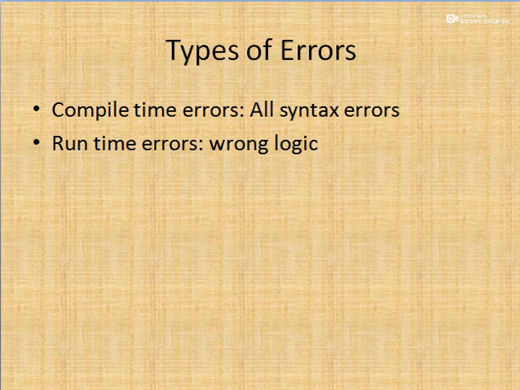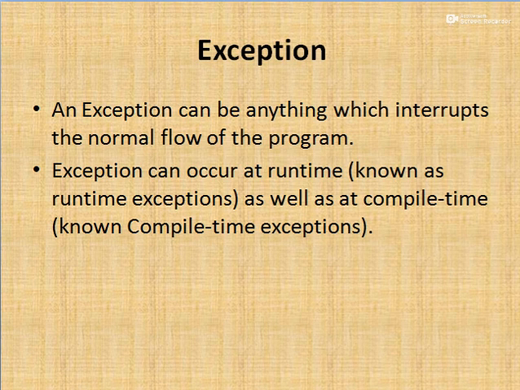Then runtime errors. These are the errors which are due to wrong logic. As discussed earlier, suppose the variable b is equal to 0 and the programmer is unaware of this type of value, then a divided by b will be the wrong logic and will give errors. So such types of errors are there. These are the errors which are done by the programmer intentionally or unintentionally. Now we'll see the exceptions.